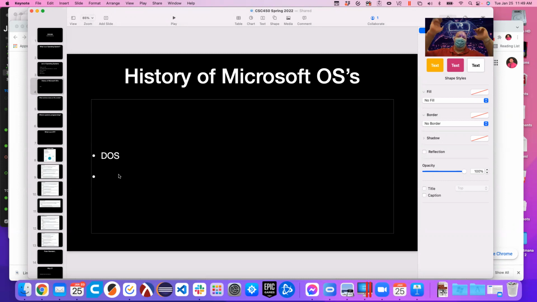Almost. All right. History of Microsoft OSs. So we have DOS. What was the next operating system you're aware of that came out from, or at least let's say the next distribution that came out from Microsoft? Go ahead. DOS and MS-DOS. Yeah.